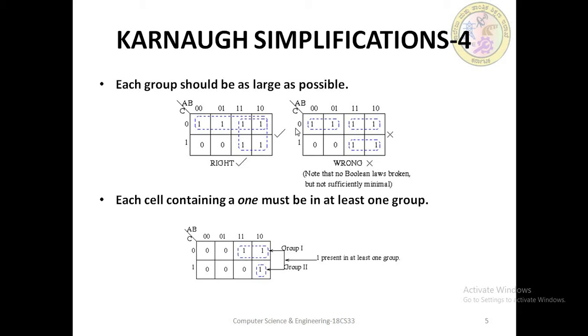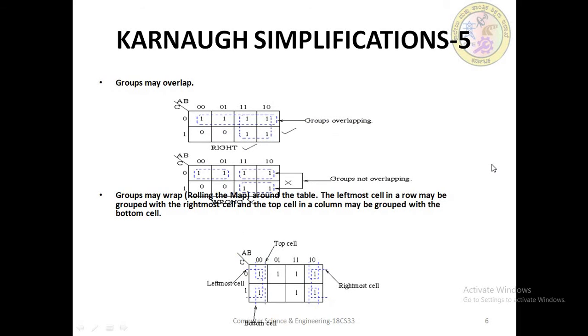And here also you can see that even this can be grouped as a 4. Here you can see it completely, so it's easy to understand. And one more thing: each cell containing a one must be in at least one group. Suppose you are left with no combinations, you can group the one as an individual combination itself. It's not a problem.